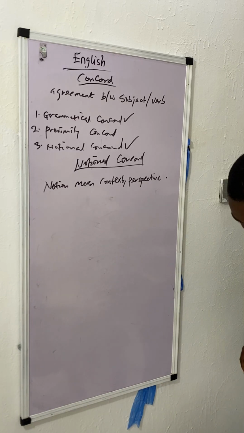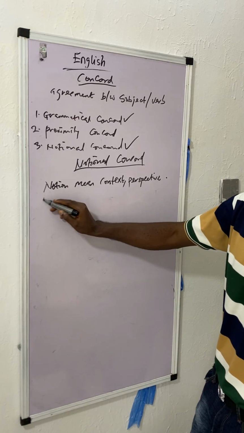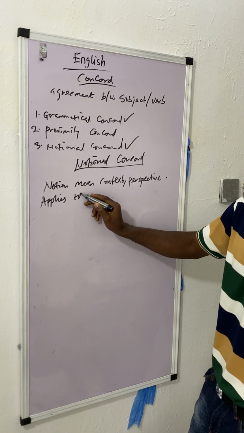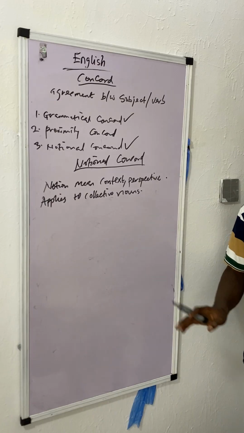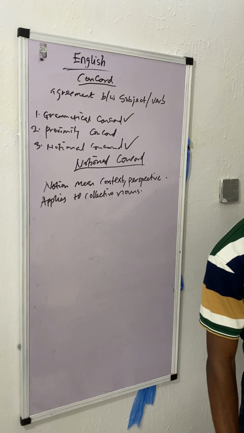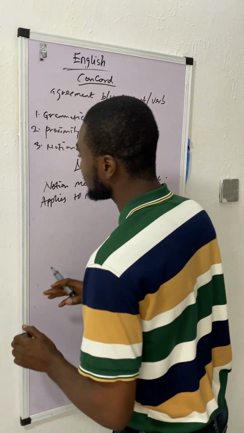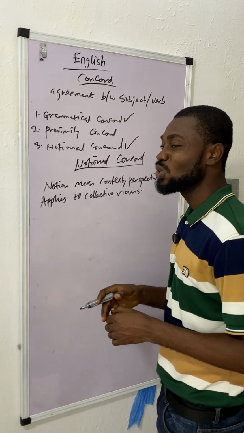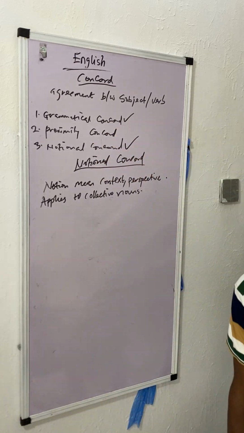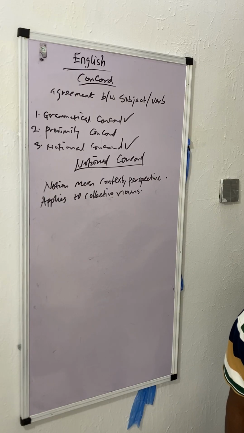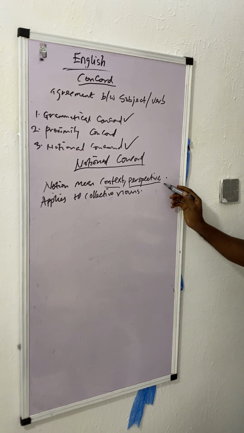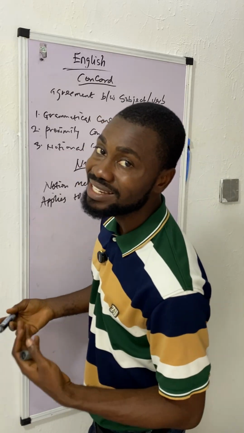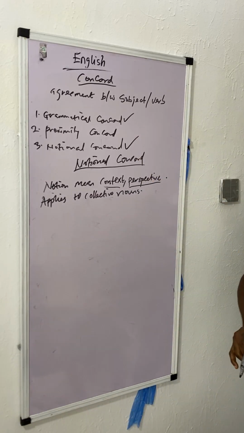So notional concord says this concord applies to collective nouns, only collective nouns. Remember that a collective noun has the same spelling in its singular form and its plural form. You don't add s to a collective noun. The notional concord states that the choice of verb, singular or plural, depends on the notion, the context, the perspective, on what the speaker or the writer means.